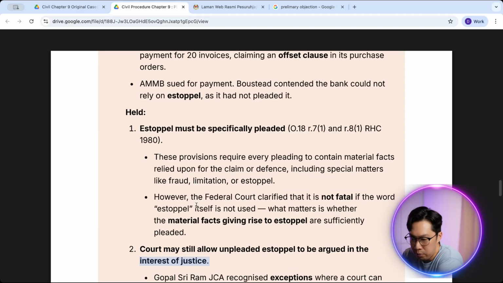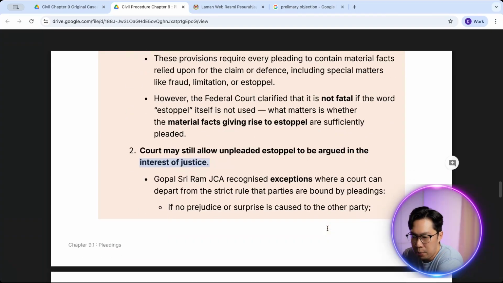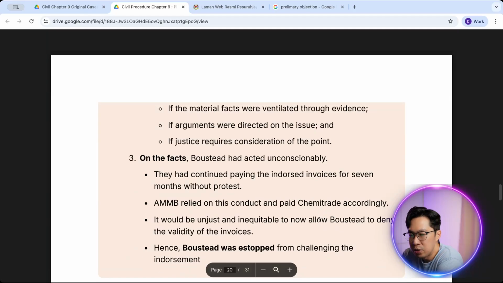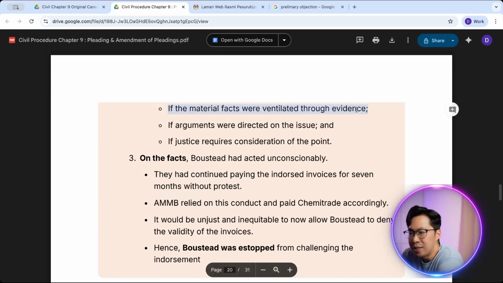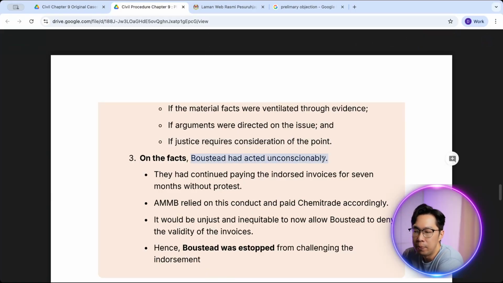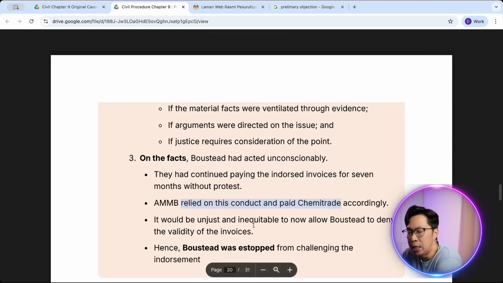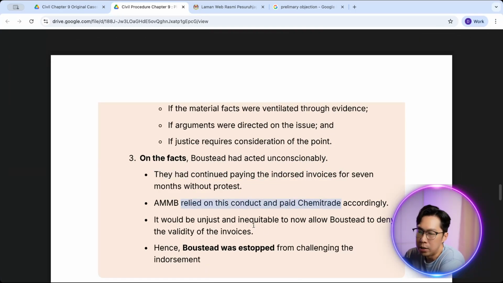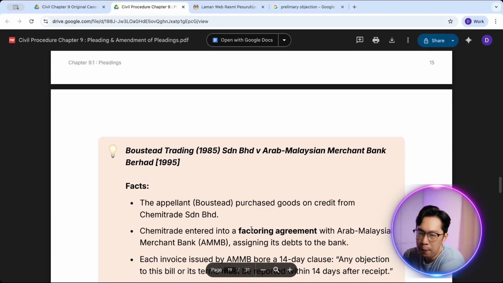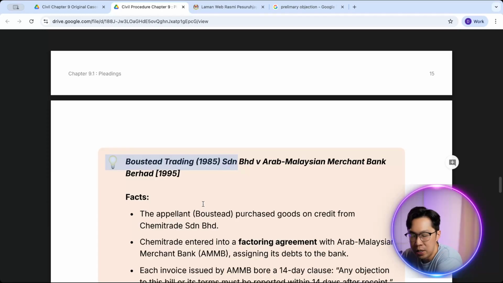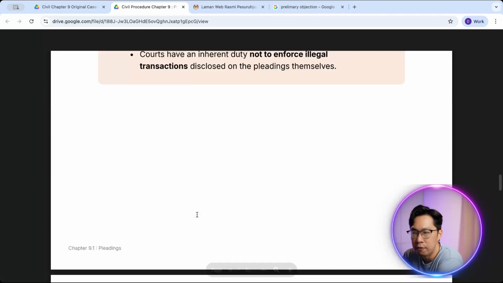Even though this is not pleaded, there are recognized exceptions: a court can depart if there is no prejudice or surprise. If the material facts were ventilated and arguments were directed, justice required consideration on the facts, and the party acted unconscionably. They keep continuing to pay, so they cannot later say they were taken by surprise. Not often you see this. If you want to quote this case, you must be well versed in the facts.